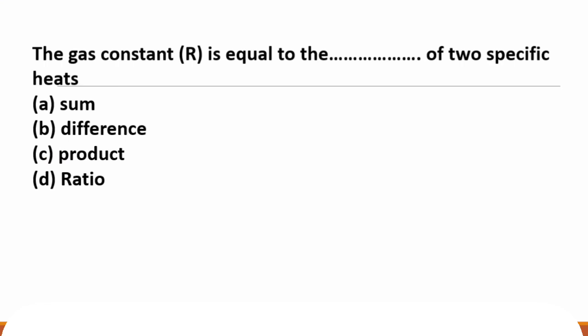Next question, the gas constant R is equal to the dash of two specific heats. Option A sum, option B difference, option C product, option D ratio. The correct answer is option B difference of two specific heats.